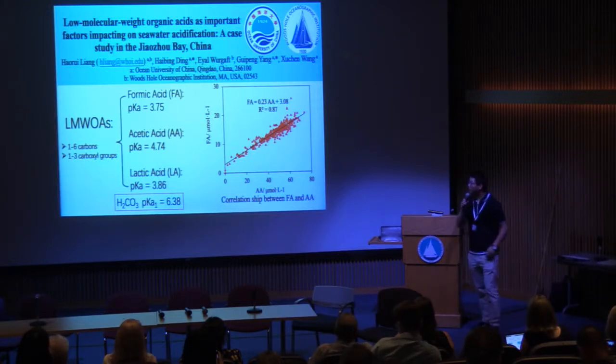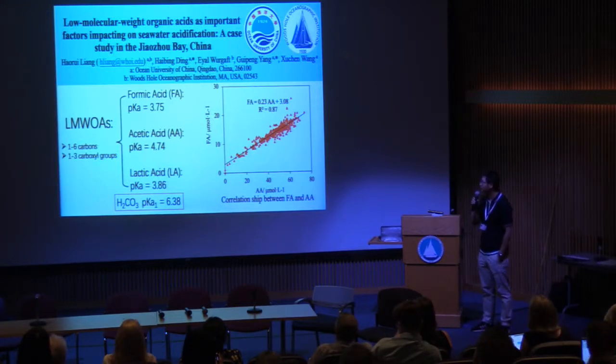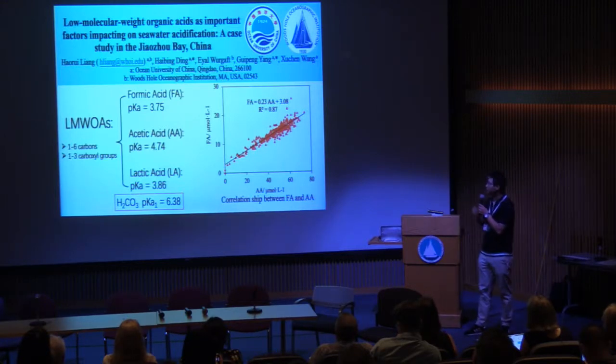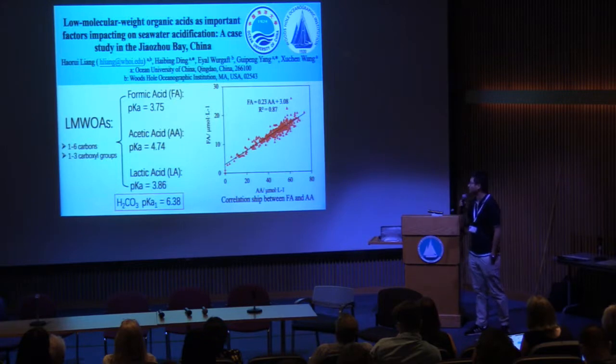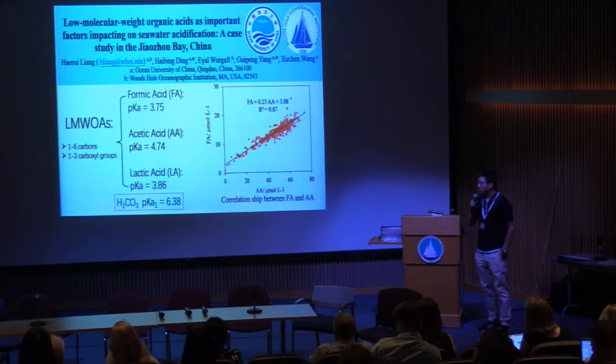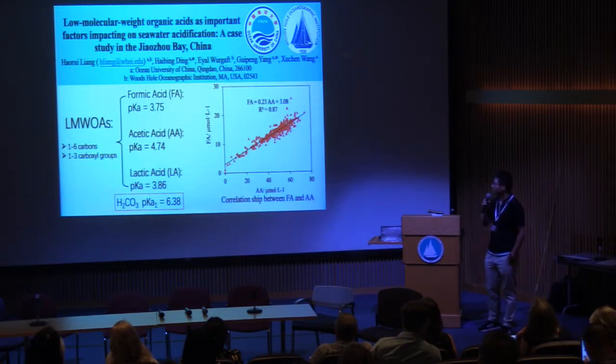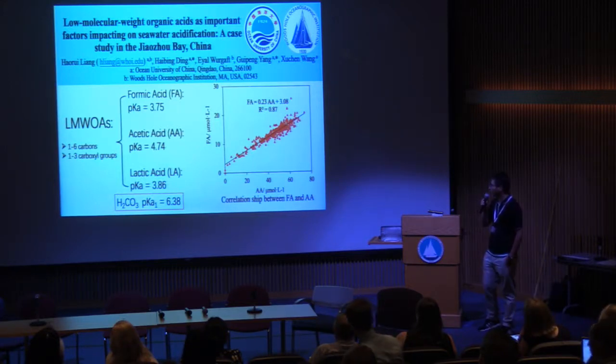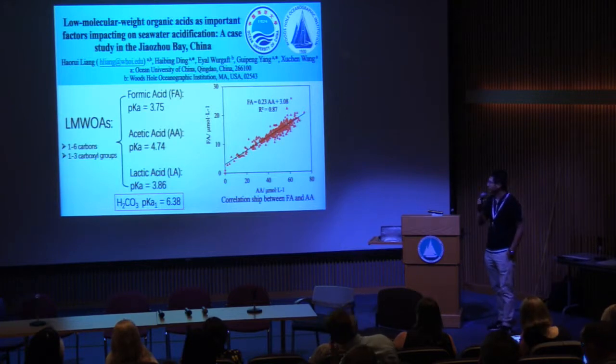Hello, everyone. I'm Hao Liang from Ocean University of China. Today, I'd like to introduce low molecular weight organic acids impacting seawater acidification. In the Jiaozhou Bay, we found three different kinds of low molecular weight organic acids, and we found that formic acid and acetic acid have a strong correlation. So it indicates a similar source.